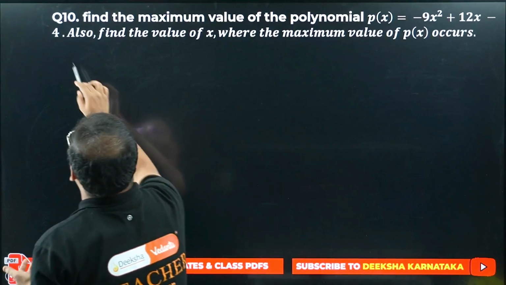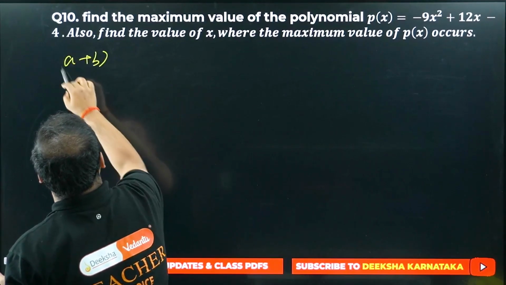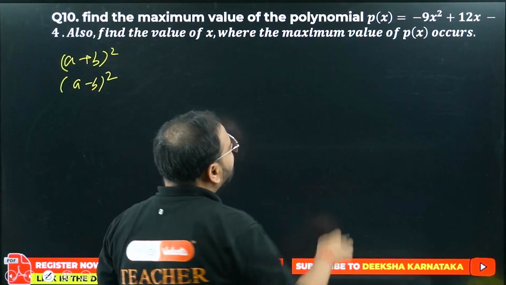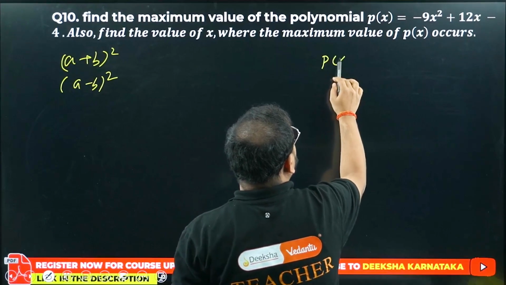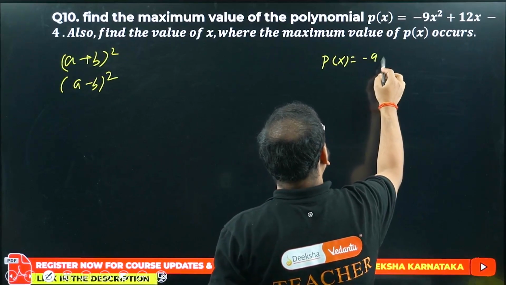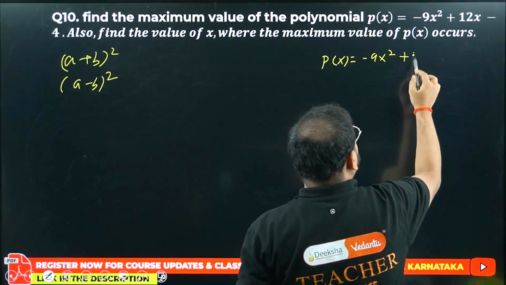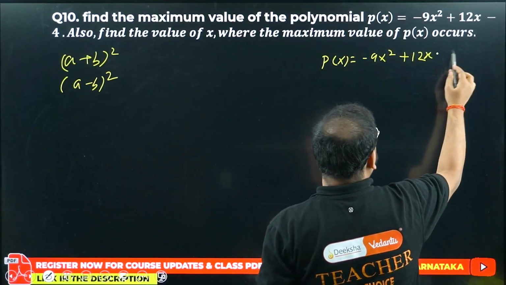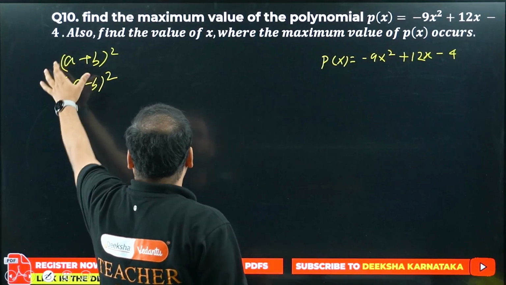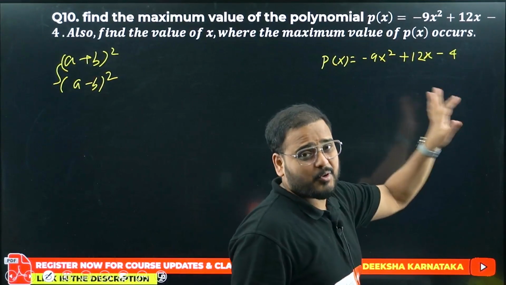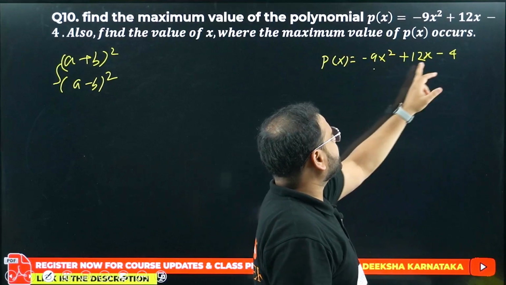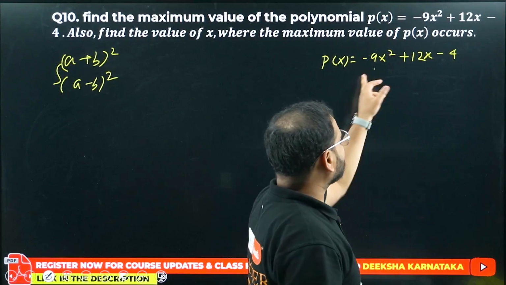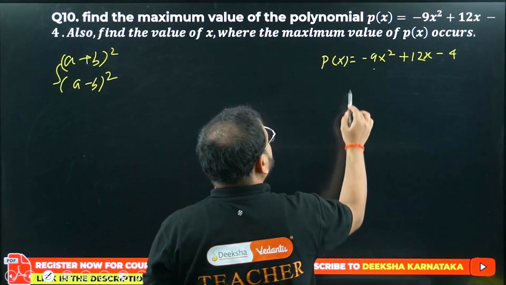We have only two formulas for the perfect square: either a plus b the whole square, or a minus b the whole square. Correct? Please write it over here. P of x equals minus 9x square plus 12x minus 4. Now we know that for either of these two identities, the square term has to be positive: a square plus b square minus 2ab, or a square plus b square plus 2ab. The square term has to be positive, which is not the case here. So I'll take the minus sign common to make it positive.